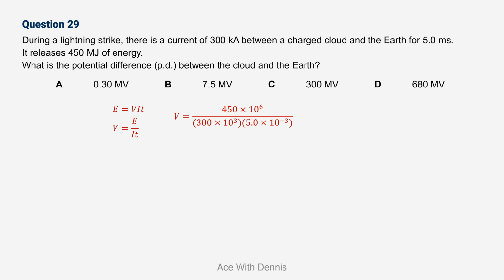The energy is 450 times 10 to the power of 6 joules. The current is 300 times 10 to the power of 3 amperes, and the time is 5.0 times 10 to the power of negative 3 seconds. Then we calculate everything here. We get the voltage is 300,000 volts or 0.3 megavolts. Hence, the answer is A, 0.30 megavolts.